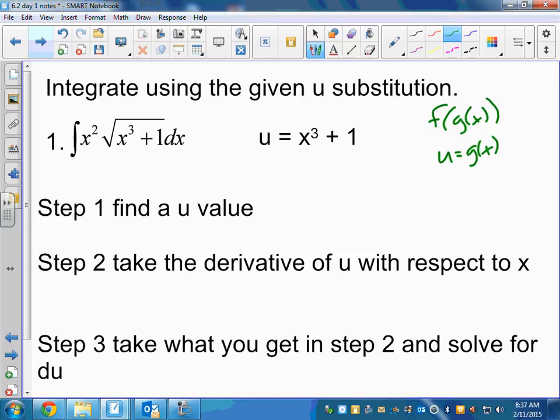So they tell you what U is, but tomorrow they're not. So maybe think about it for a minute before you just jump into the problem. Step 1 is find a U value. Today they tell us, oh look, it's right here. Tomorrow you have to find your own U.